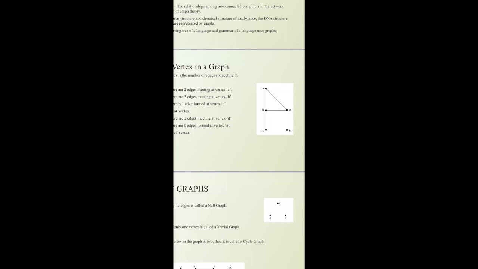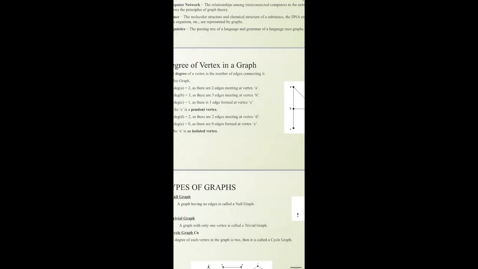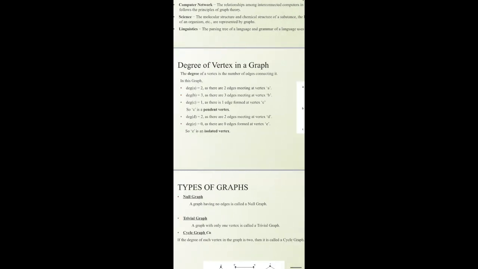Okay, good. So the degree of vertex A is 2. The degree of vertex B is 3. Similarly, how many edges pass through C? One. That means the degree of vertex C is 1. This is the main concept of degree of a vertex in a graph.